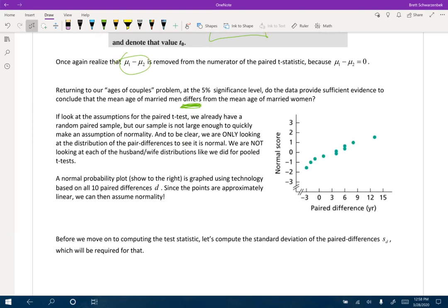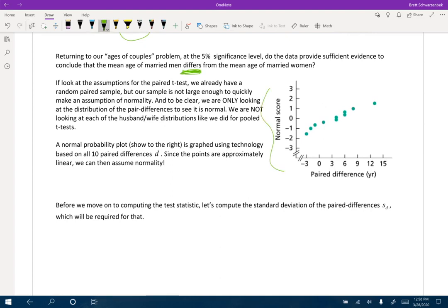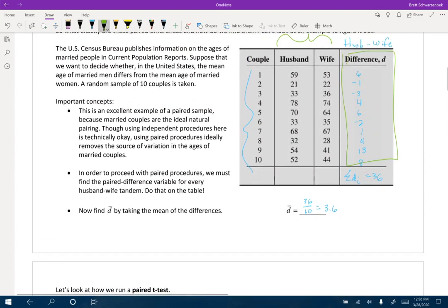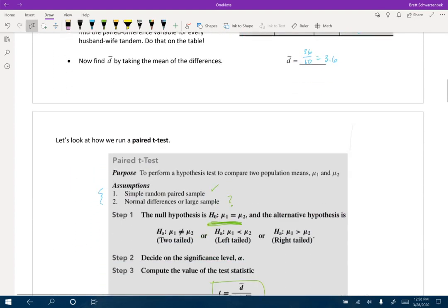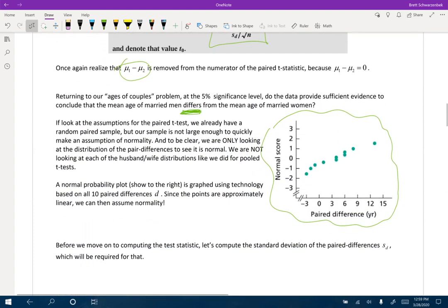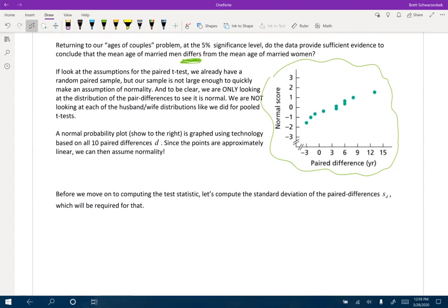It says, if you look at the assumptions for the paired t-test, we already have a random paired sample, but our sample is not large enough to quickly make an assumption of normality. And to be clear, we are only looking at the distribution of the paired differences to see that it is normal. We are not looking at each husband-wife distribution like we did for pooled t-tests. So what I did here was I produced a normal probability plot of just the differences, right? Just the differences. So you already know how to do that in your calculators. You can put the differences in L1, and you can go from there with a normal probability plot.